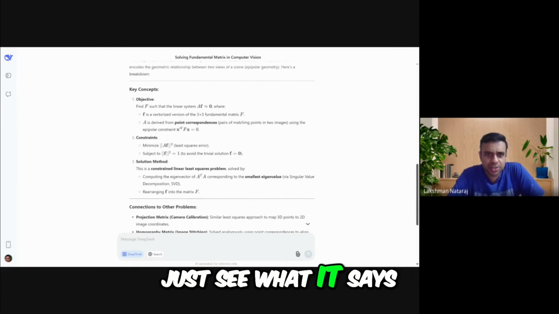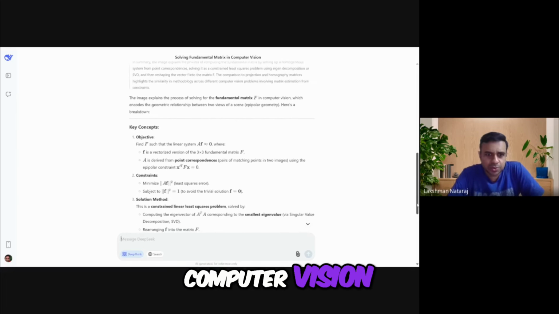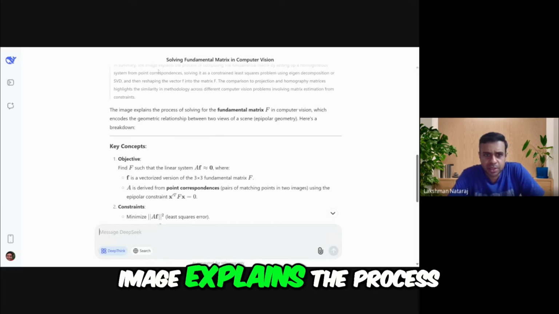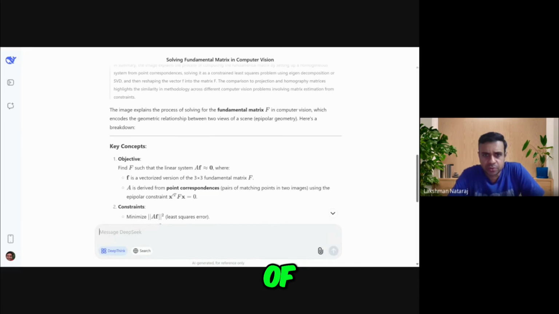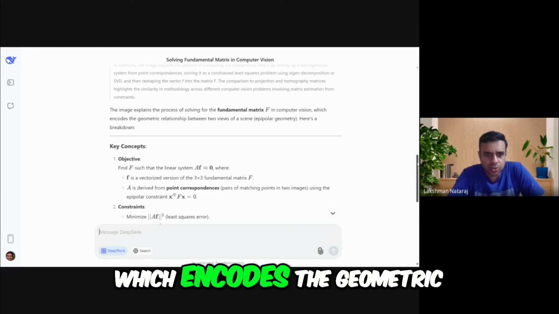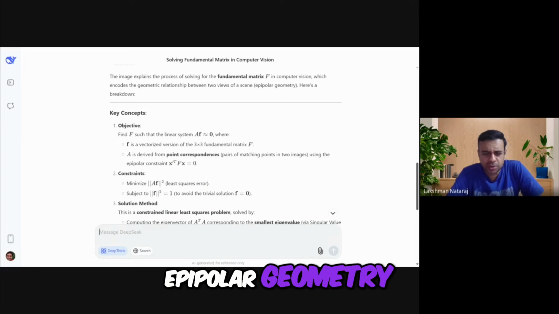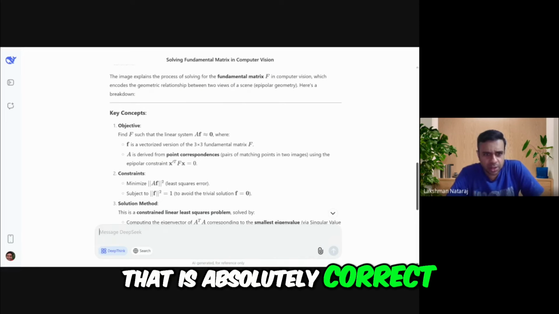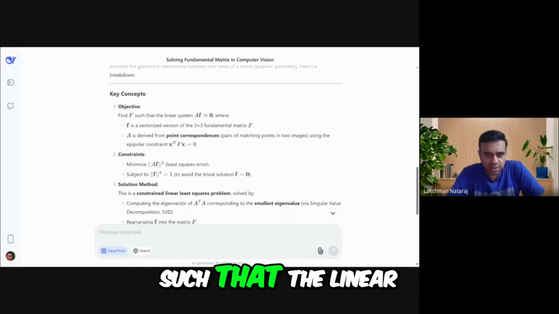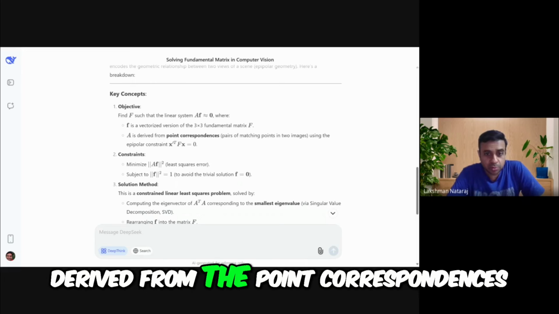Just see what it says: solving the fundamental matrix in computer vision. It's also saying that the image explains the process of solving for the fundamental matrix F in computer vision, which encodes the geometric relations between two views of a scene, epipolar geometry. That is absolutely correct. And then the key concepts: it says the objective is to find F such that the linear equation AF equals 0, and A is derived from the point correspondences.